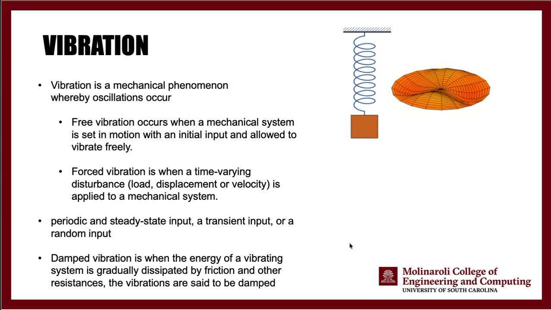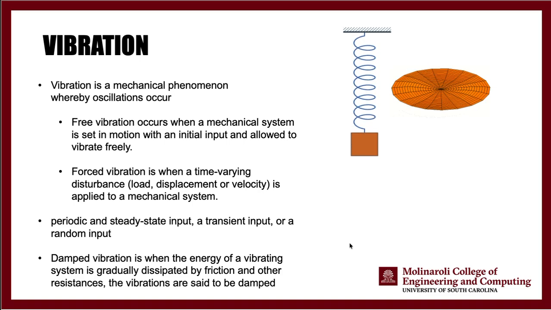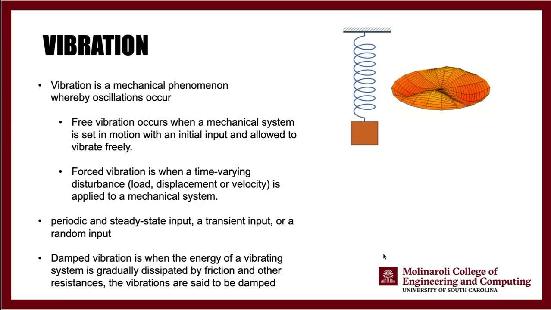The second part of the lab, which itself has part A and part B, is focused on vibration. First, we need to define vibration. Vibration is a mechanical phenomenon where oscillations occur. We have two different types of vibrations: free vibration, where you have an initial input and your system is allowed to vibrate freely; and forced vibration, where a time varying disturbance is applied to a mechanical system.